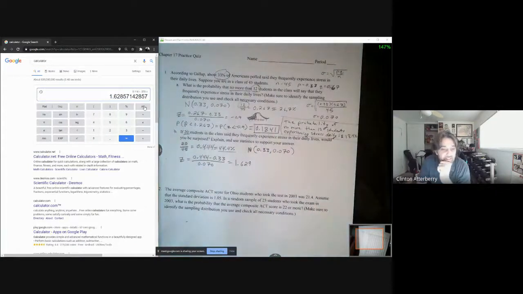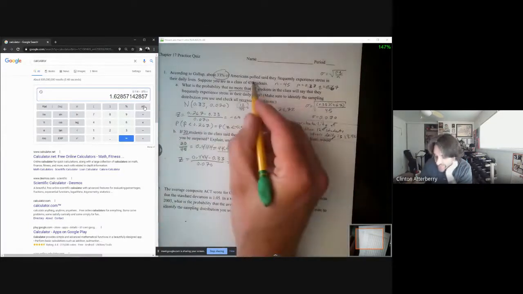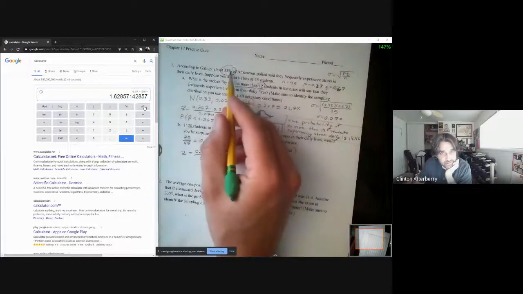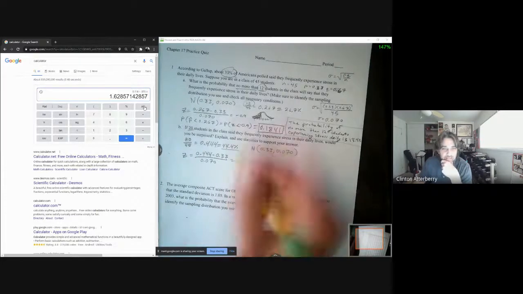So we've got a z-value of 1.629, which means, in context, that 20 students out of 45, given that we would expect 33% to have daily stress, we would actually have 20 students, which we calculated to be about 44.5% of the class instead of the 33%.